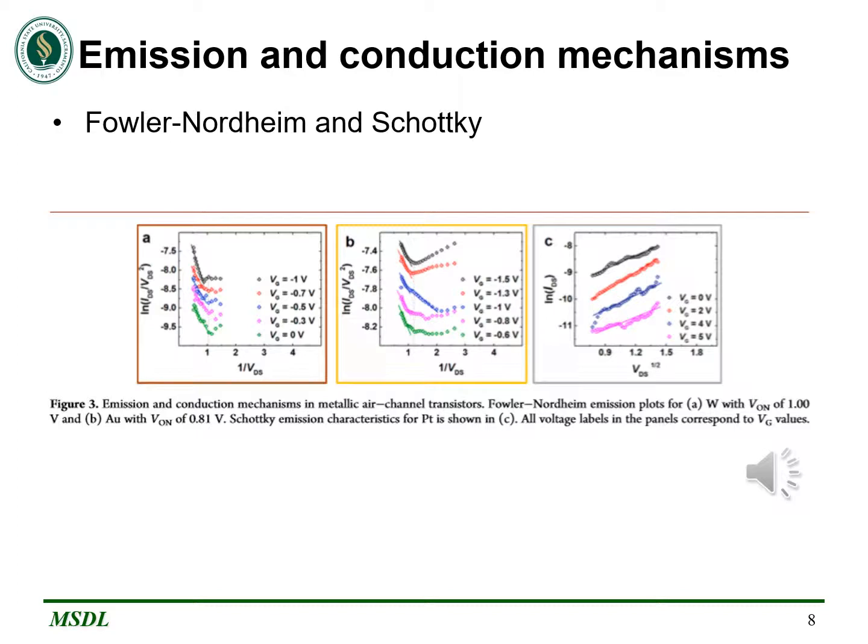Now we're going to talk about the emission and conduction mechanisms. But first, I would like to explain what the Fowler-Nordheim and Schottky mechanisms are. Fowler-Nordheim field emission is the process whereby electrons tunnel through a barrier in the presence of a high electric field.